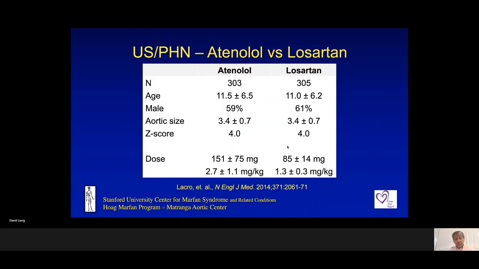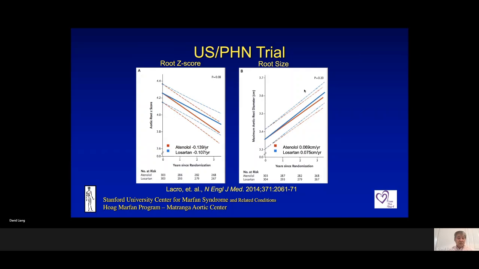Okay, and what about other agents? So I think many of you have heard of a drug called losartan, or angiotensin receptor blockers. And this was really brought on by a lot of interest in the mouse model of Marfan syndrome that suggested it would benefit. And it's been studied in various different trials. And we found that it probably does have some value in Marfan syndrome. So this is the US Pediatric Heart Network study comparing a group treated with atenolol versus losartan. Unfortunately, losartan did not turn out to be the miracle drug that everybody hoped it would be, but it probably is a useful armamentarium in patients with Marfan syndrome.